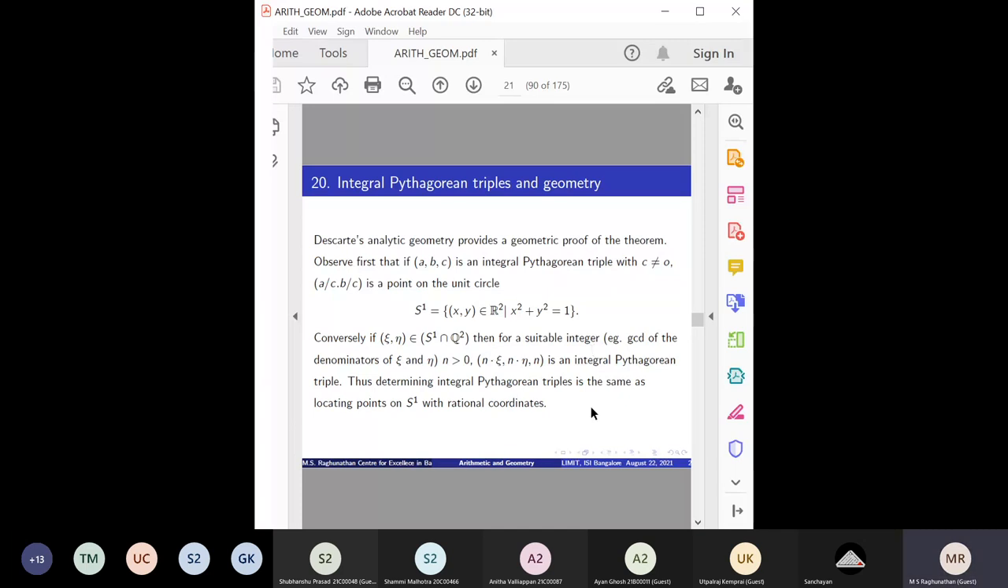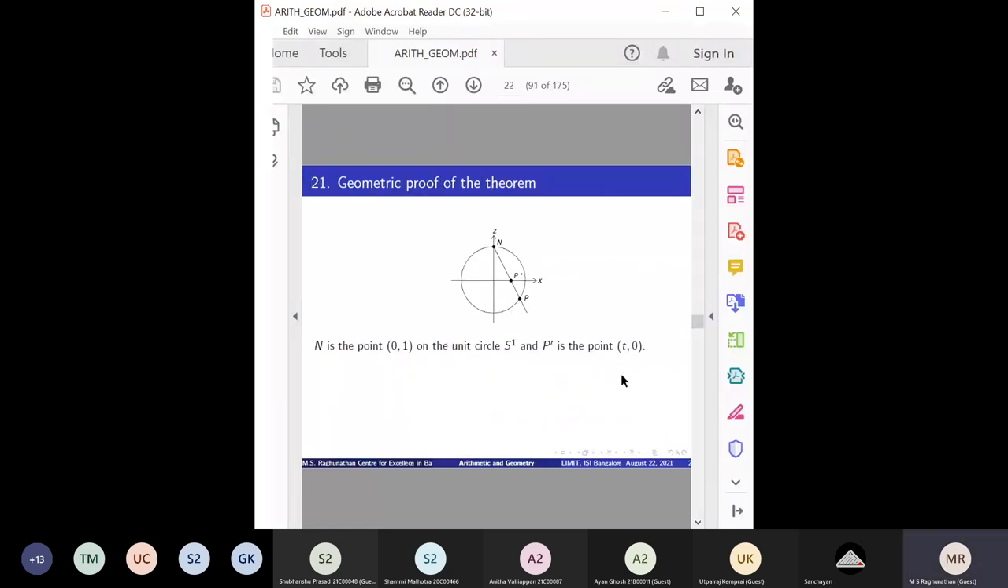So determining integral Pythagorean triples is the same problem as locating points on the circle with rational coordinates. Now, how do I locate points on the circle with rational coordinates? First, there is this point N whose coordinates are (1, 0), which is obviously on the circle. That requires no proof. Now, start with this point N, and then pick any point P on the circle with rational coordinates. Join N and P by a straight line.